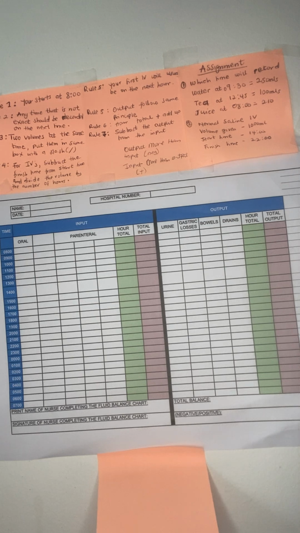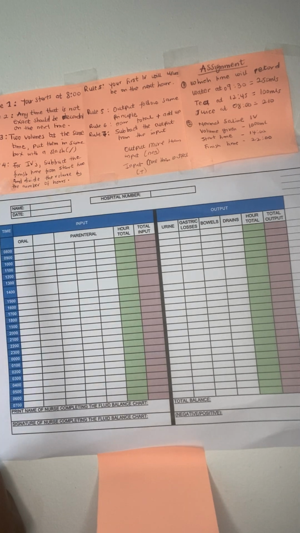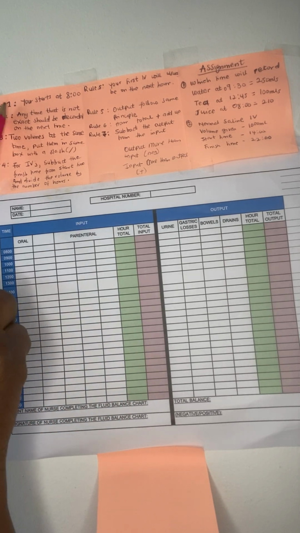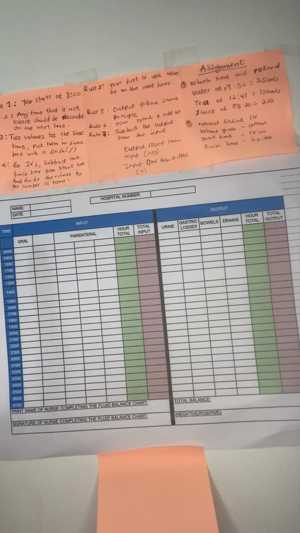All right, so let me run you through this quickly. Like I mentioned, it's very easy but a little tricky, so just follow keenly, and in the comment section, if you don't understand anything, just let me know and I will clarify for you. All right, good. Now I've put them into rules just to guide the tutorial so that I don't miss out on anything. So rule number 1, note that your time starts from 8:00.